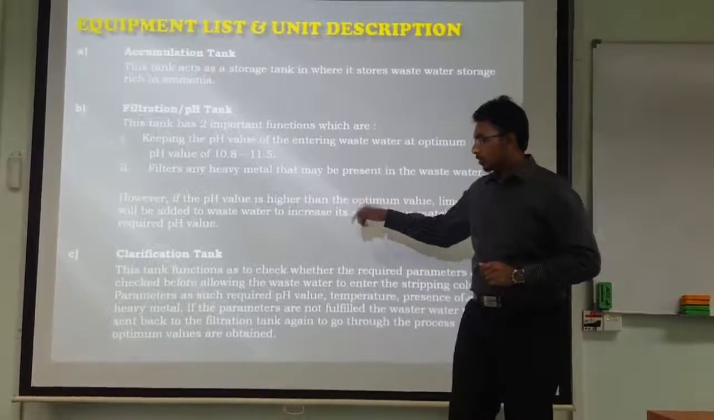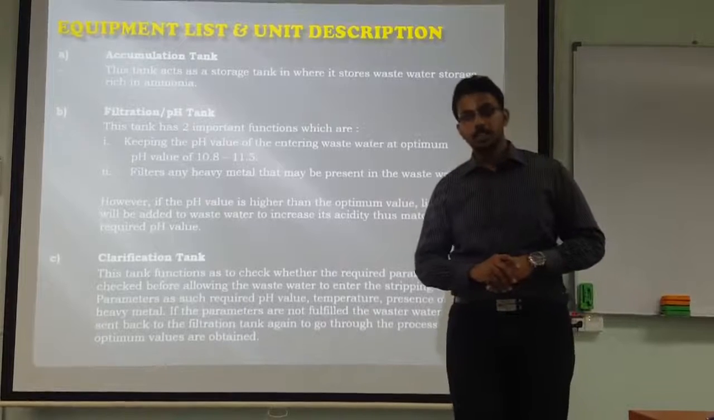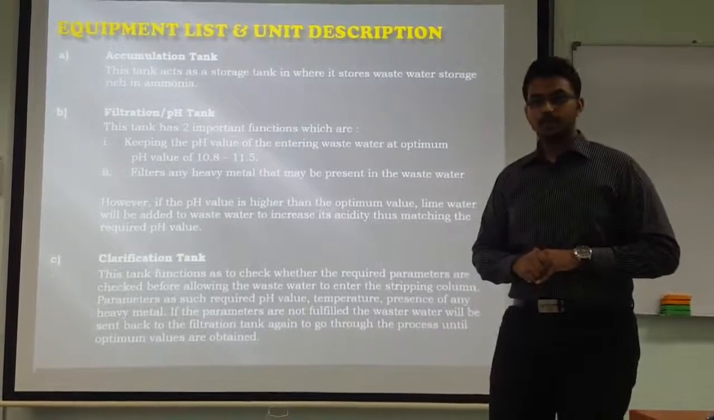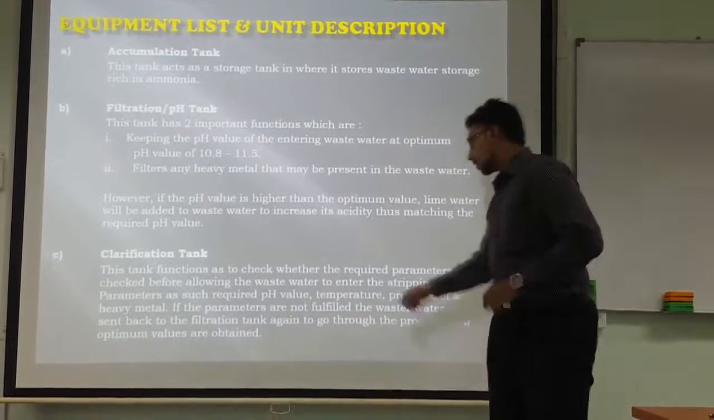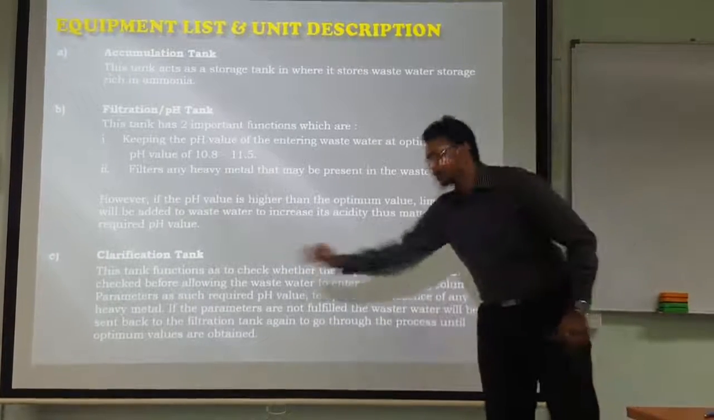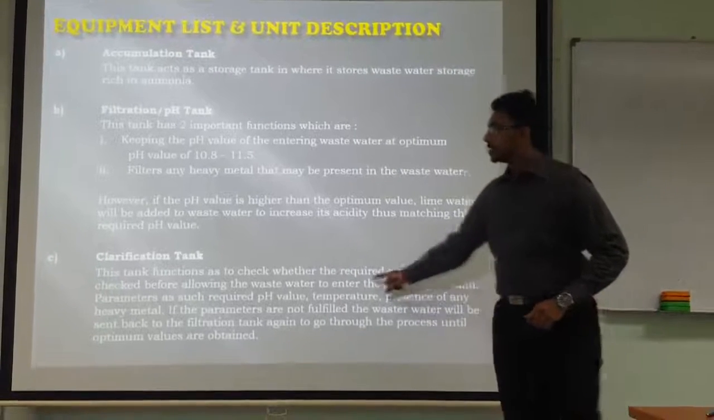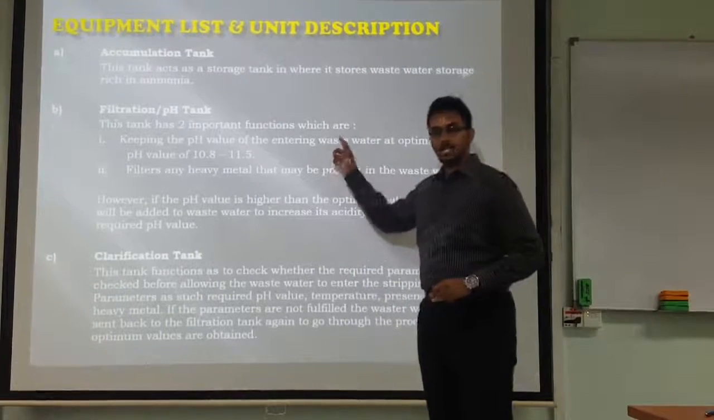Next, move on to the clarification tank. What does the clarification tank function as? It keeps the parameters in check. What are the parameters? pH value, temperature, and presence of any heavy metal. If any one of these parameters is not fulfilled, the water will be sent back to the filtration tank to fulfill it.